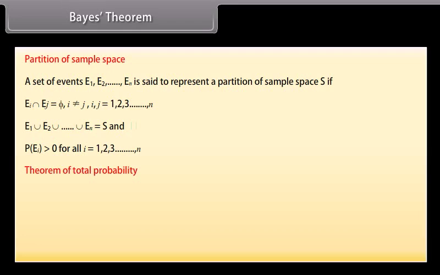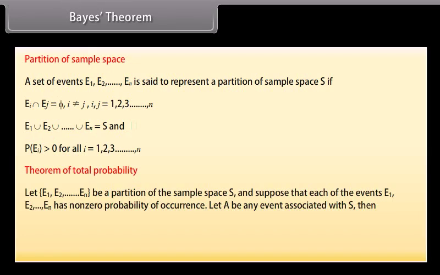Theorem of total probability. Let E1, E2 up to EN be a partition of the sample space S, and suppose that each of the events E1, E2 up to EN has non-zero probability of occurrence. Let A be any event associated with S. Then, probability of event A is equal to summation from j is equal to 1 to n of probability of event Ej into conditional probability of A when Ej is given.